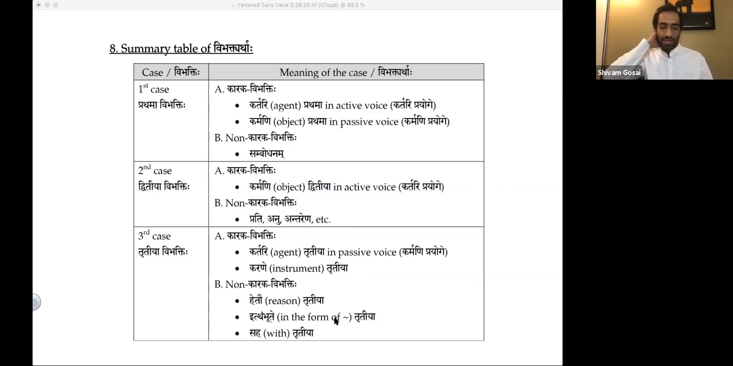The third case, Tritiya Vibhakti, again, Karaka Vibhakti and non-Karaka Vibhakti. The Karaka Vibhakti, we see the Karaka of Karanam is usually our main thing we see first. So Karanam is the instrument of action. So Hastena Devadattaha Kadyate. Devadattaha Odanam Kadyate. So Devadatta, Kadati, let's say Kadati. Devadatta Odanam Kadati. Devadatta eats the food with what? Hastena, with the hand. So that's the Karanam, instrument.